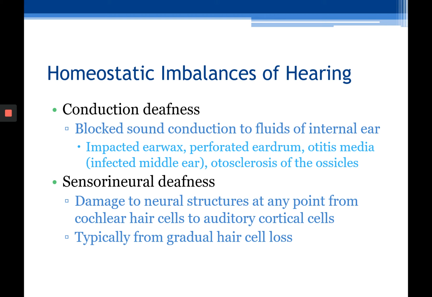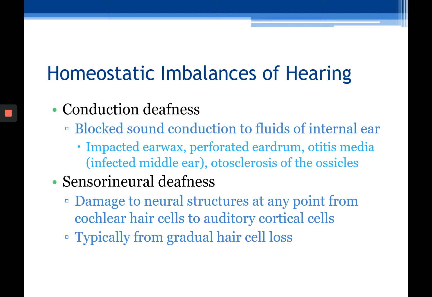Let's look at some homeostatic imbalances of hearing. So we have conduction deafness and sensorineural deafness. Sensorineural deafness is when something's wrong with the cochlear hair cells or auditory cortical cells, or even the cochlear nerve or vestibular nerve. But we're going to see that gradual hair loss or something happening to the stereocilia is the general reason that sensorineural deafness occurs. Sensorineural deafness is deafness that occurs because the auditory signals can't leave the organ of Corti or the inner ear and be conveyed to the brain. Whereas conduction deafness is because of blocked sound, or something that's blocking the conduction to the fluids of the internal ear.